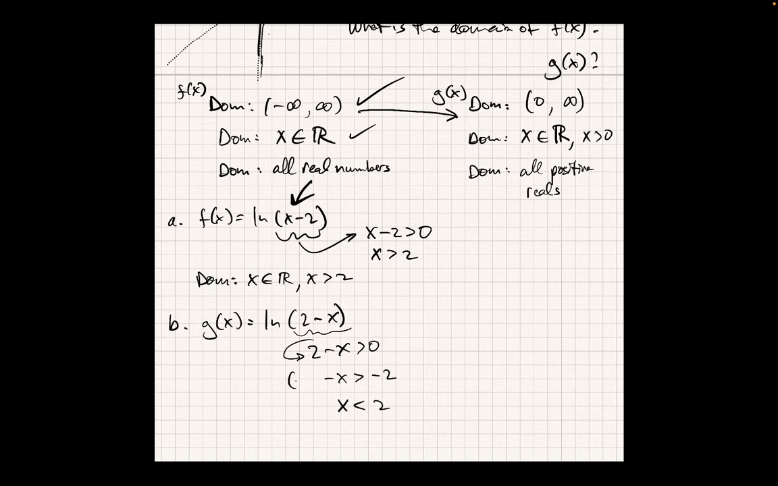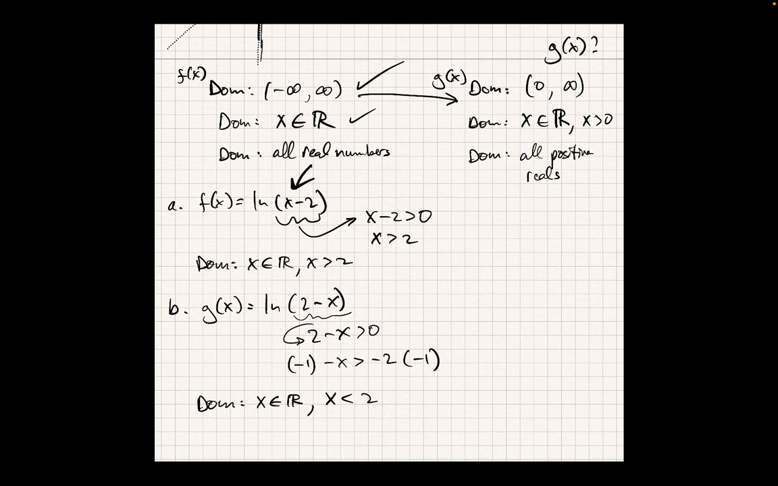Or you could describe it as multiplying both sides by -1 if you want to. But thank you for remembering, when you do that to an inequality, you flip the sign. So now my domain is all real numbers such that x is less than 2. As long as x is less than 2, you're good.